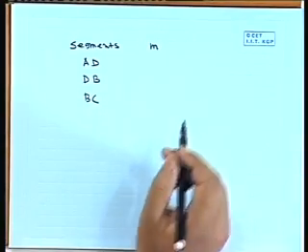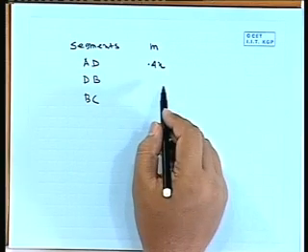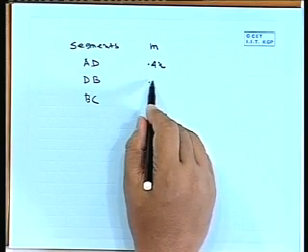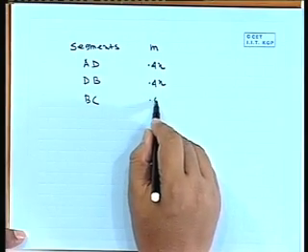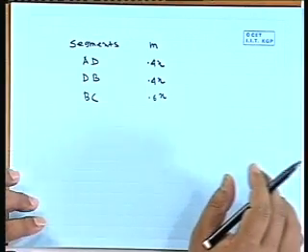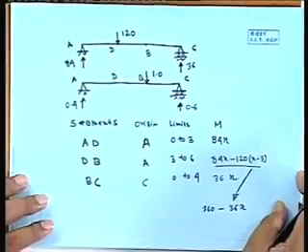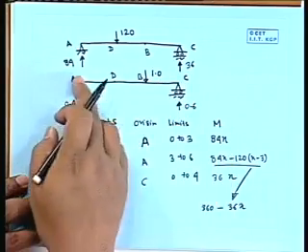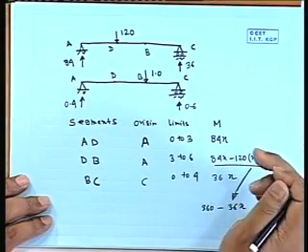Now how much will it be? It will be 0.4x. The second part is also 0.4x. The third part is 0.6x, right. So if you come to that, it will be 0.6x. This will be 0.4x. Okay.